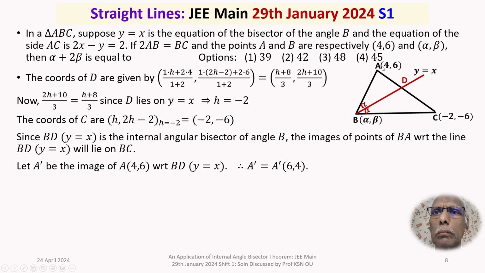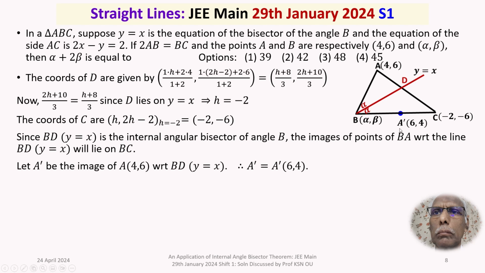So the image of 6, 4 is somewhere on BC, and that is A prime. So this is A prime. Why somewhere on the BC? Somewhere, because 2 times AB is equal to BC. That is the reason. So this is the point A prime.